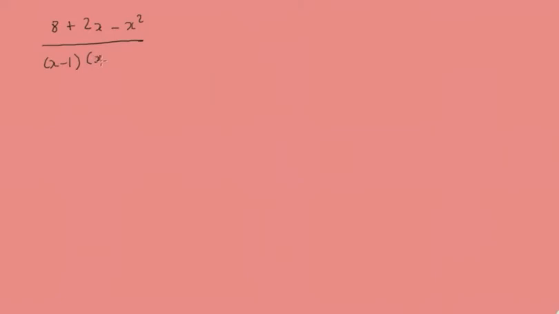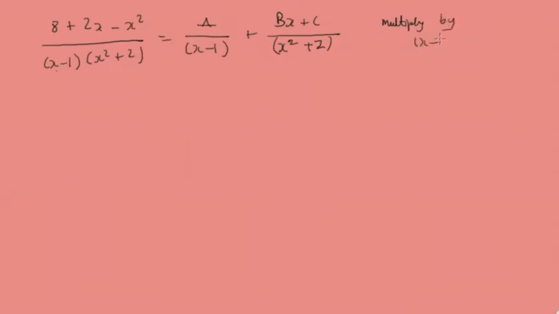x minus 1, x squared plus 2. So we'll have our A over our linear factor, plus, now we've got our linear expression up here, Bx plus C over our quadratic, x squared plus 2. Now this time we're going to multiply by this denominator. Again, we're just going through the same steps each time. 8 plus 2x minus x squared equals A times x squared plus 2, plus, this will cancel this, so we'll have Bx multiplied by x minus 1 plus C times x minus 1. And this is our equation 1.